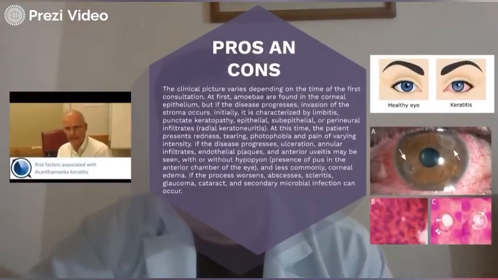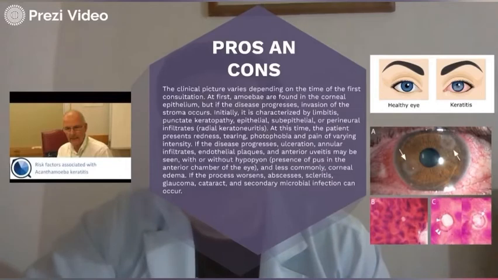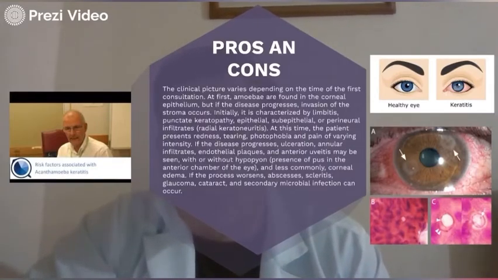Pros and cons. The clinical picture varies depending on the time of the first consultation. At first, amoeba are found in the corneal epithelium, but if the disease progresses, invasion of the stroma occurs; initially it is characterized by limited punctate keratopathy, epithelial, subepithelial, or perineural infiltrates, radial keratoneuritis. At this time, the patient presents redness, tearing, photophobia, and pain of varying intensity.